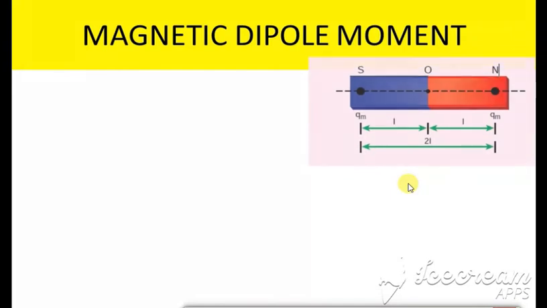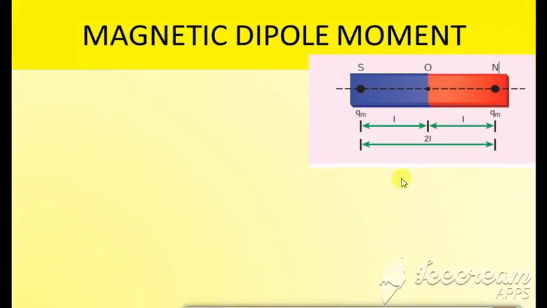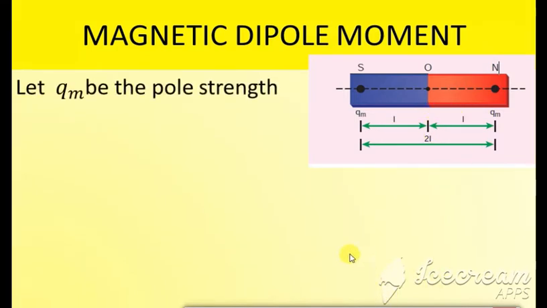Next is magnetic dipole moment. This is a very important topic. For the magnetic dipole moment, let us consider this to be the magnet. This magnet has a south as well as a north pole. The center is represented by the letter O. Now let us consider QM here. QM is said to be the pole strength. The full length we are measuring as 2L, and so half the length we are measuring as L. So QM is the pole strength.